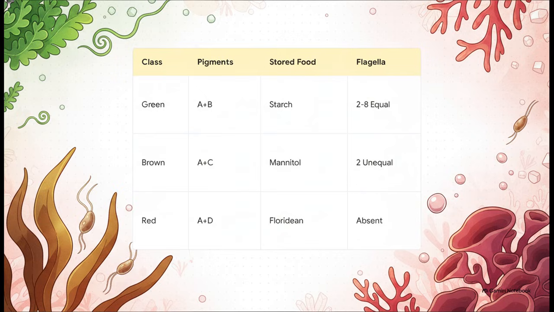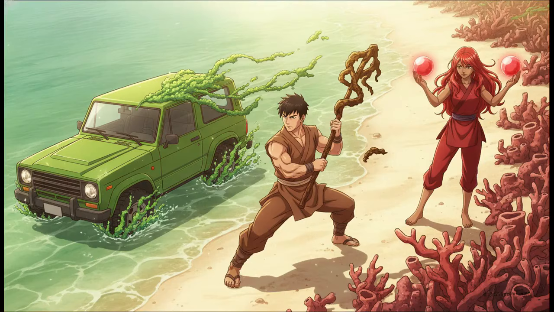And when you break down the classes of algae, you see this really elegant evolutionary logic. We have green, brown, and red algae. Now, all plants have chlorophyll A. But notice what happens as we move from green to brown to red. The secondary pigment shifts from B to C, then to D. The way they store food changes too, from regular starch in green to mannitol in brown and floridean starch in red. And look at their flagella, those little tails that help their spores swim. Green algae have equal flagella. Brown algae downgrade to unequal ones, and by the time we reach the deep-sea dwelling red algae, they've lost their flagella entirely.